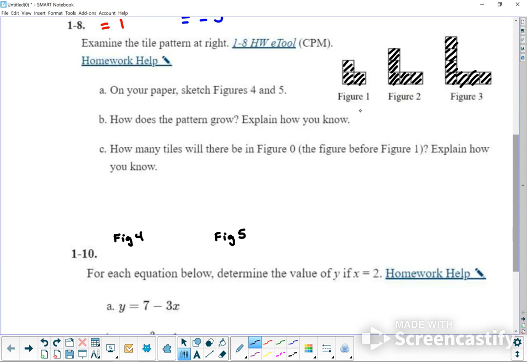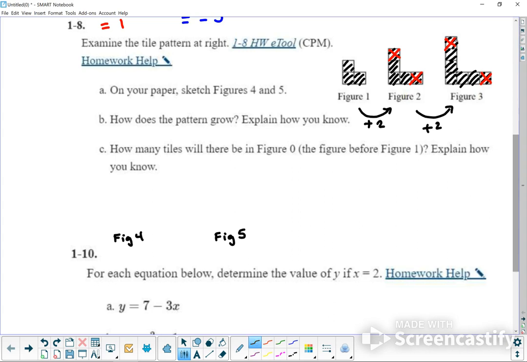So by going this direction, we're adding 2. We're adding these 2. And by going in this direction again, we're adding 2. Because we're adding these 2. So that's the idea. So if I want figure 4, all I have to do is really copy figure 3 down.